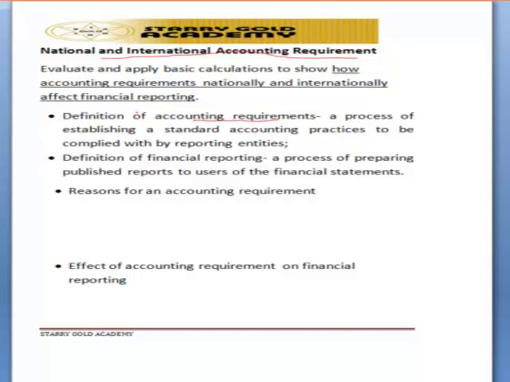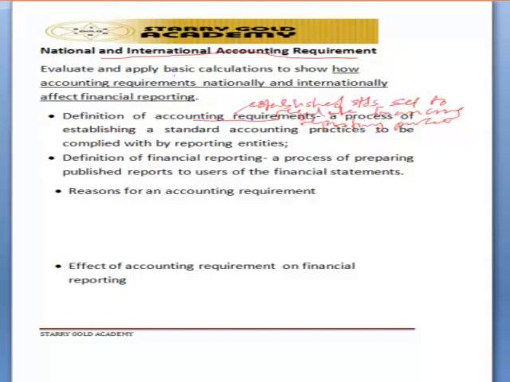Accounting requirements are established standards. Accounting requirements, they are what? Established standards set to regulate financial reporting processes. They are established standards set to regulate the financial reporting process of an entity.